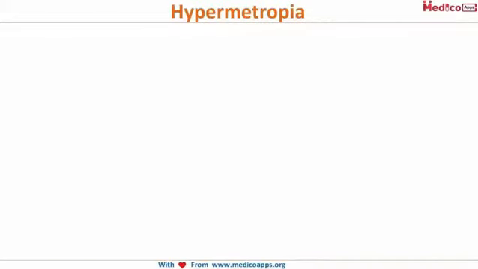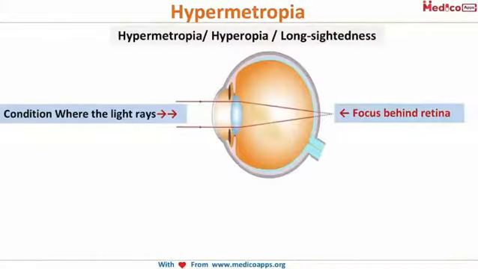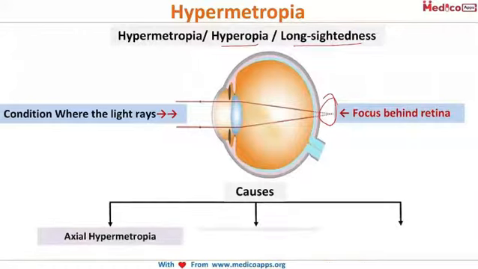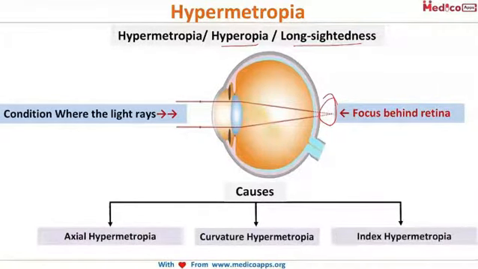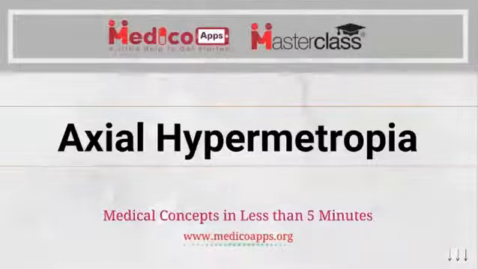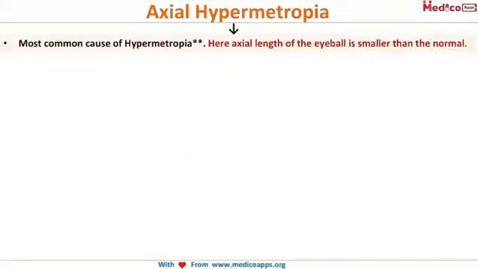It's opposite to myopia. Now the synonyms for hypermetropia are hyperopia or long-sightedness. We know that the rays get focused behind the retina, and just similar to myopia, here also we have three types: axial, curvature and index hypermetropia. Okay, now let's look at axial. You can compare it with that of axial myopia.